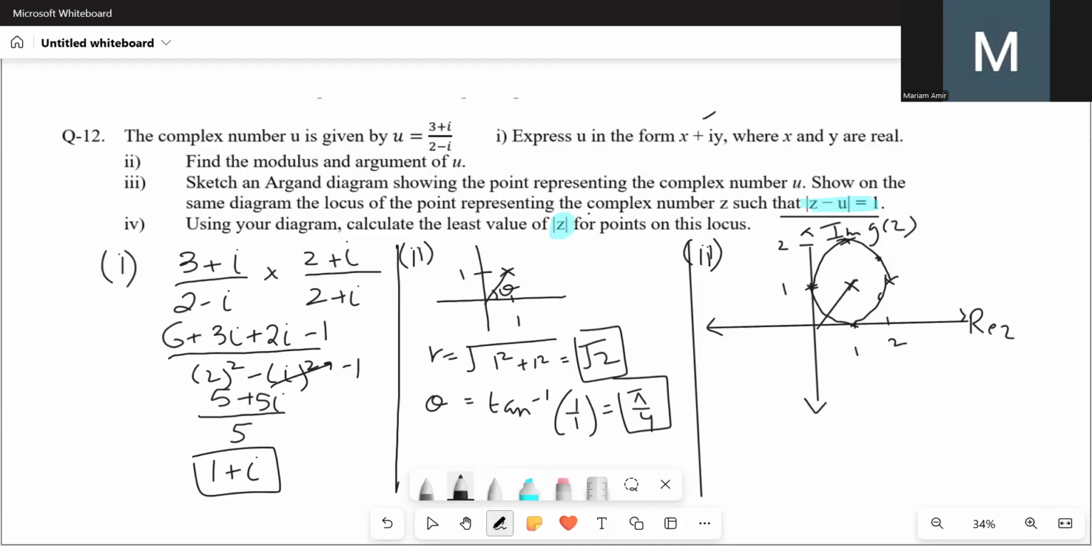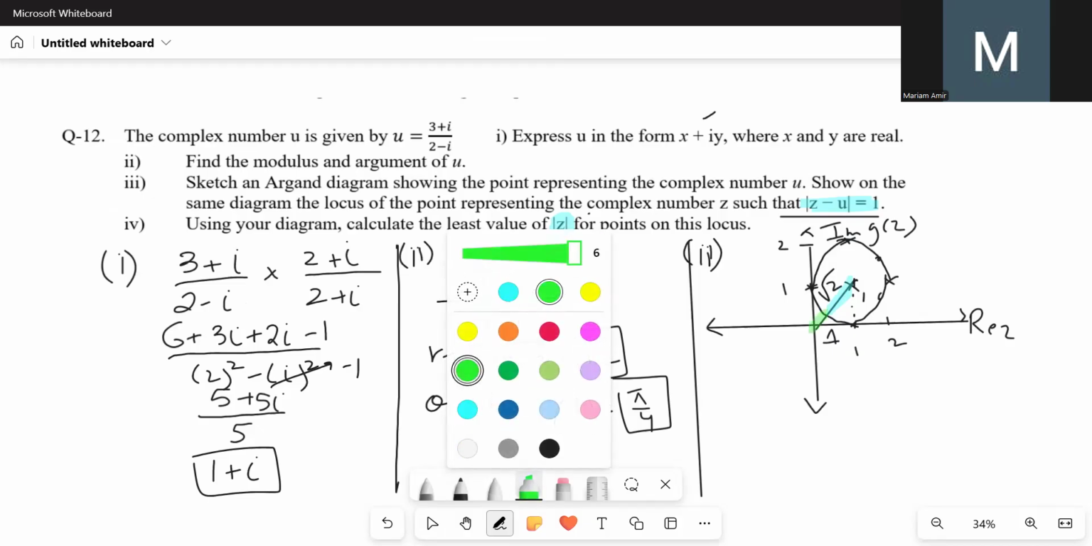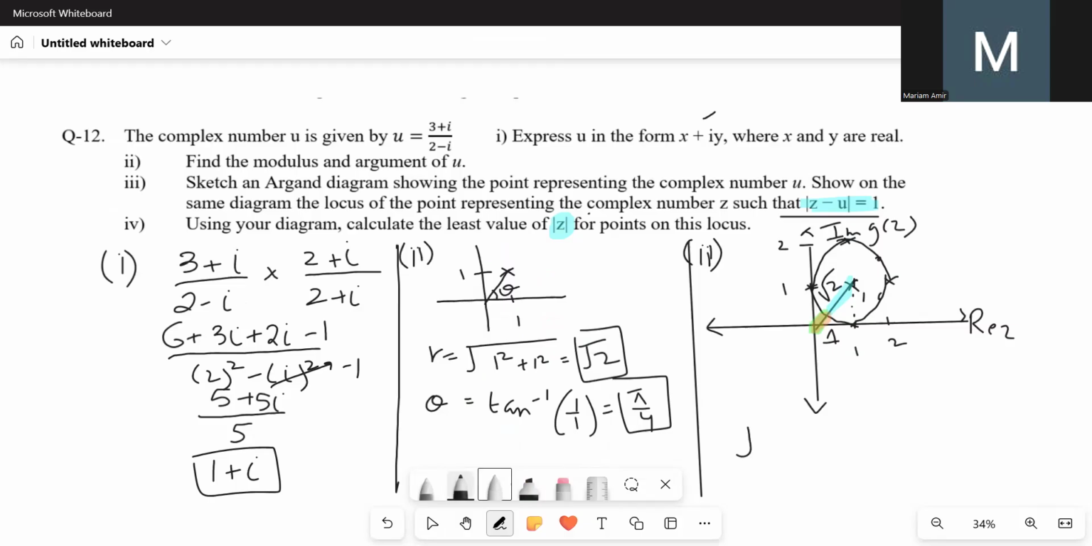We know that this is 1 and this is 1 as well. That means this is mod square root of 2. So the full length from the origin to the center is square root of 2. And this is 1. That's the radius of the circle. That means this remaining part, this small, let me use another color. So this length is going to be square root of 2 minus 1.